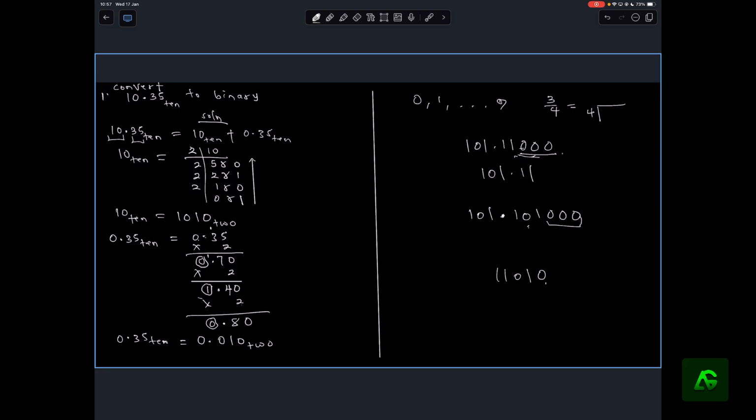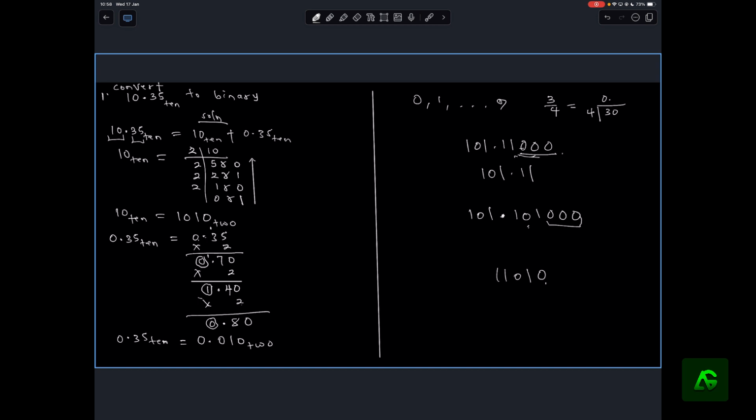4 will be placed outside, then 3 inside. Now, how many 4 can we see in 3? It's not possible, right? So we are going to put 0 here with point. So because of this point, we are going to add 1 0 at the back of that 3. So we have 30, right?